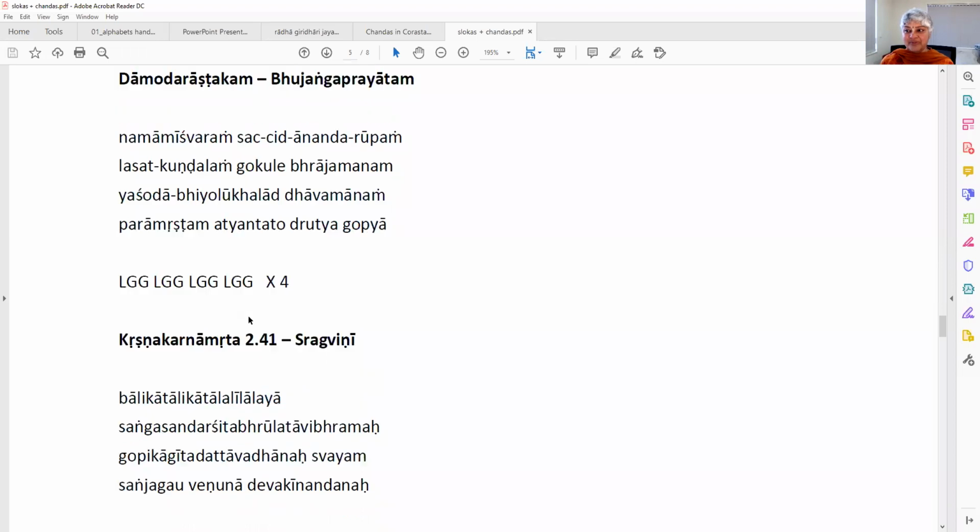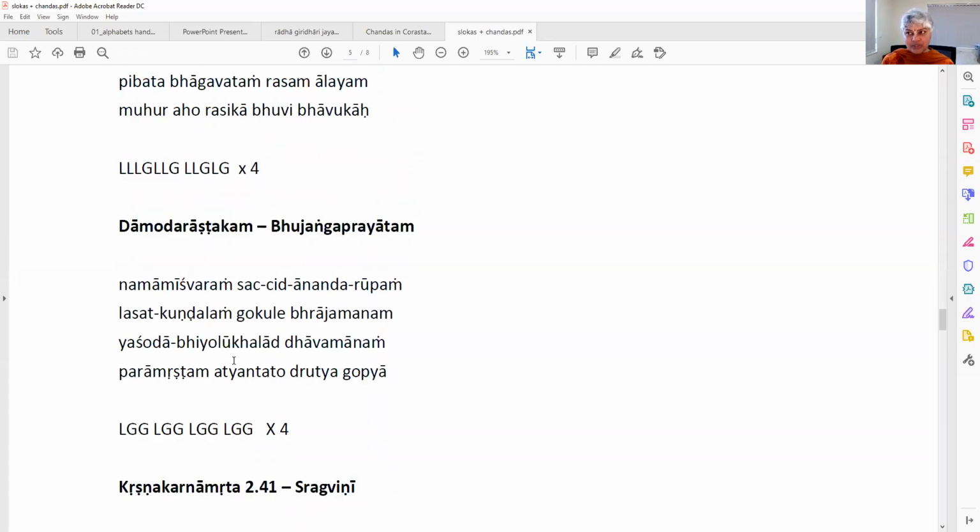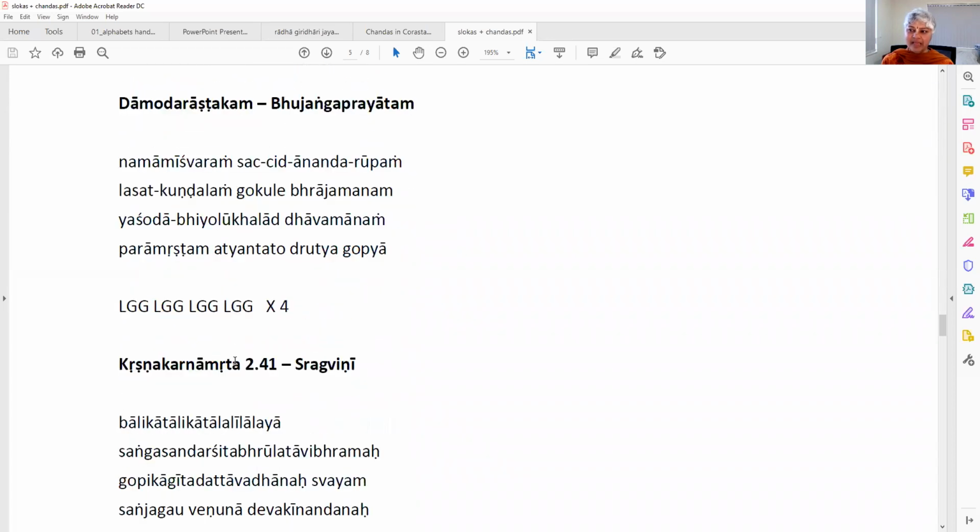Then we come to a very beautiful verse. This is also 12 syllables. And the meter is called Sragvini. Srag means garland or wreath. Vini, so one who is bearing or wearing a garland. Now, if you know this prayer, the Achyutashtakam.